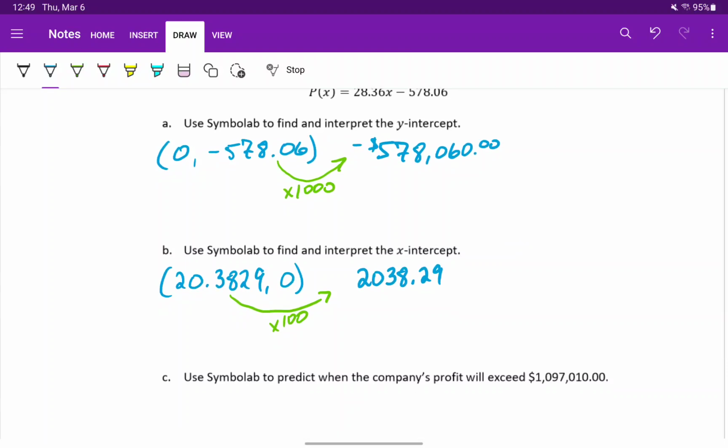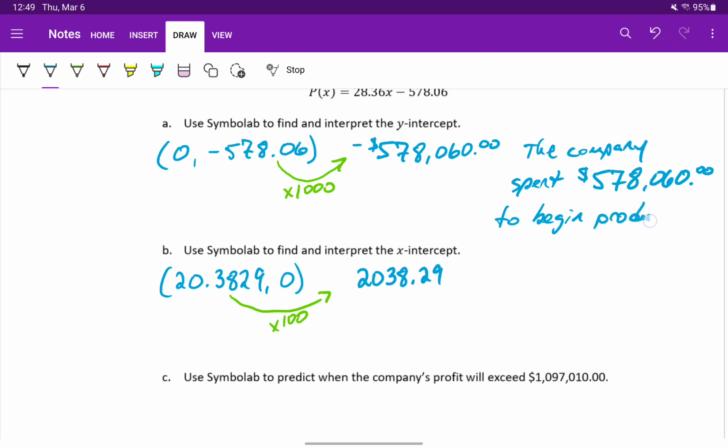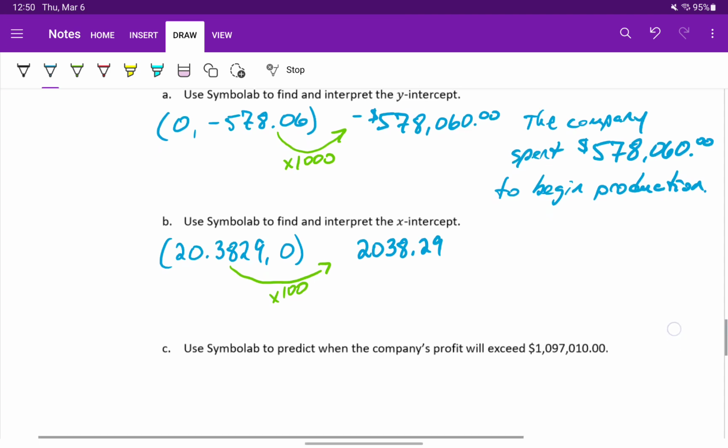In part A, our y-intercept is telling us that when X is 0, so meaning before production has started, the company spent $578,060 to begin production. So before we produce a single unit, if that profit value is negative, that means that represents how much money we had to spend just to get to the point to be ready to begin production.